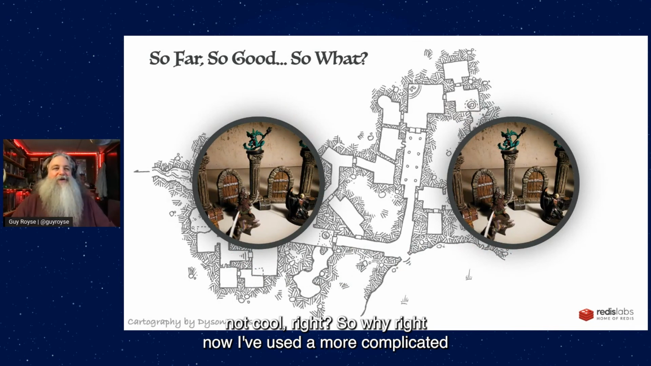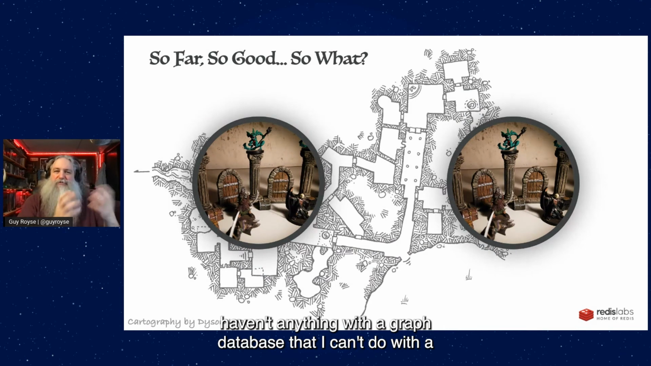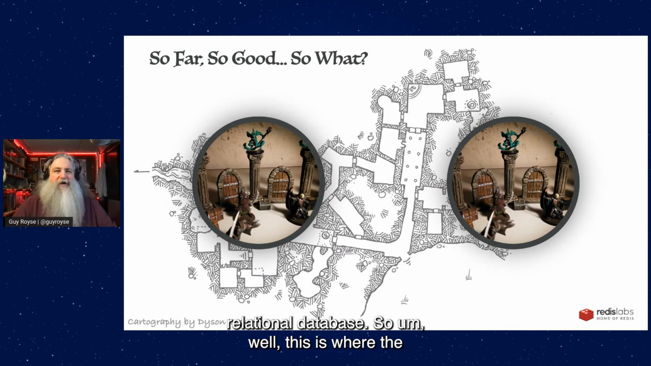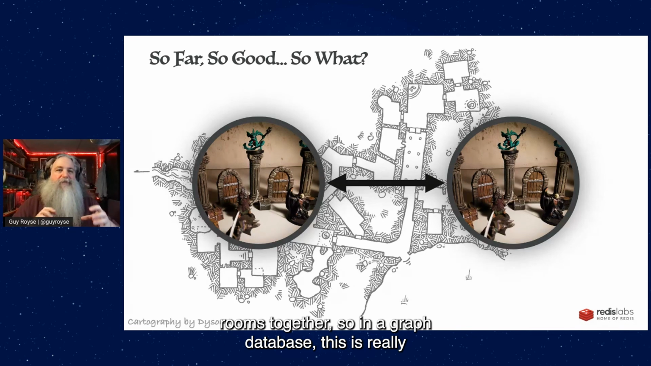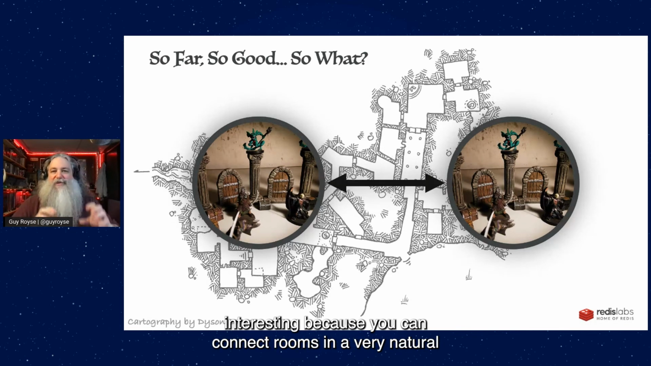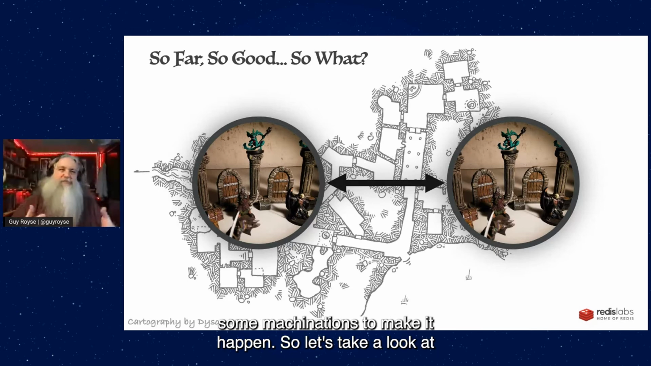So what, right? I've used a more complicated thing to do the thing that I could do before. I haven't done anything with a graph database that I can't do with a relational database. Well, this is where the interesting thing comes in, because when we start connecting rooms together in a graph database, you can connect rooms in a very natural way, whereas in a relational database, you have to go through some machinations to make it happen.